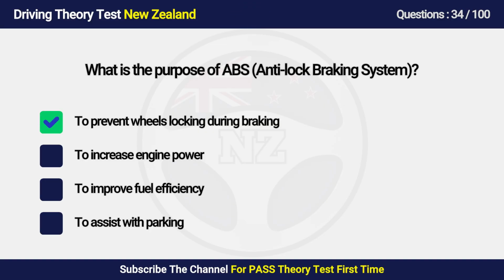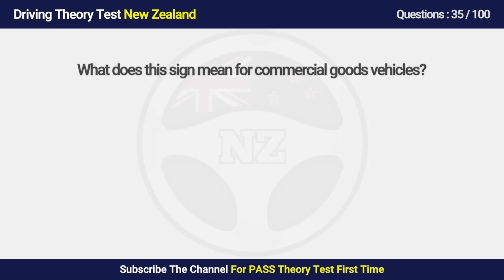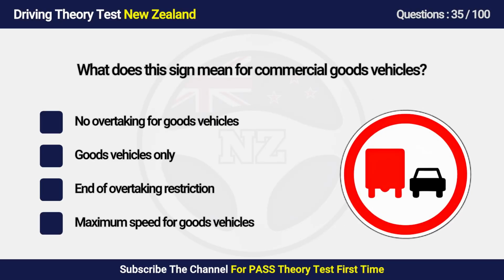Answer is A. To prevent wheels locking during braking. ABS helps maintain steering control during emergency braking by preventing the wheels from locking up, allowing the driver to steer around obstacles.